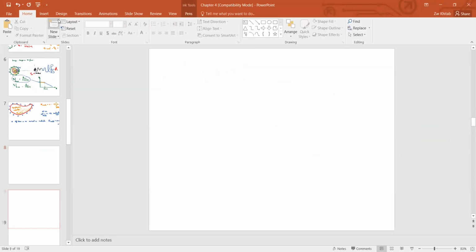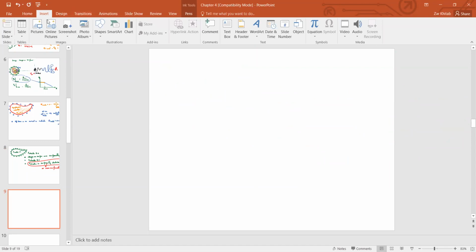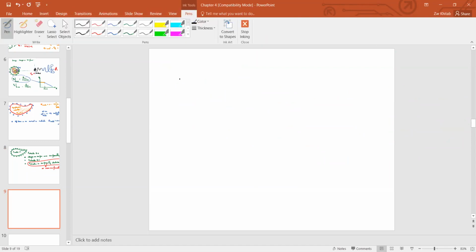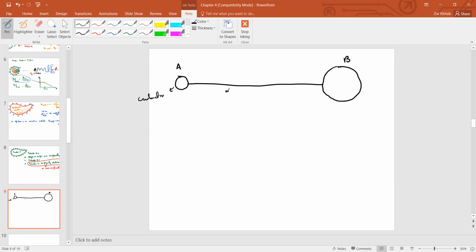For this purpose, let me consider this sphere. This is sphere A. Let me consider another, bigger sphere. This is sphere B. Let me connect the two spheres through a conductor. The radius of this is RA. The radius of this is RB. Now let me put QB charge here and QA charge here.